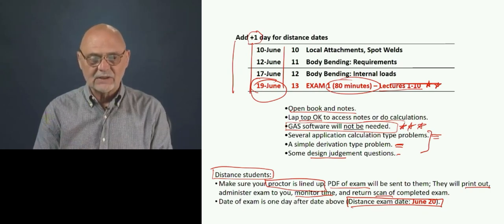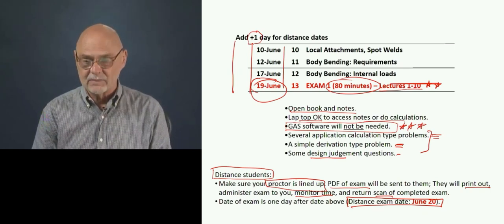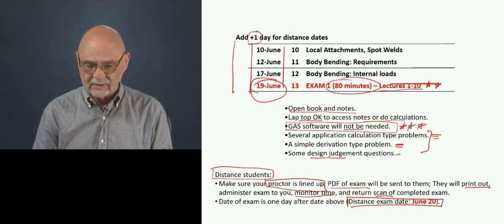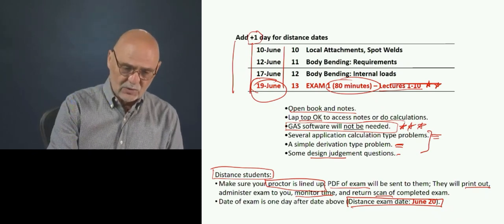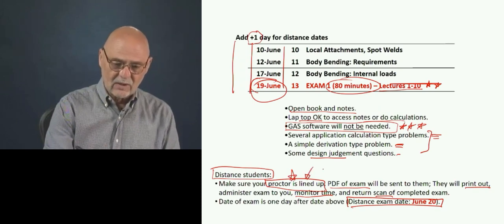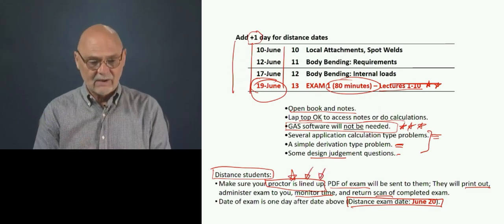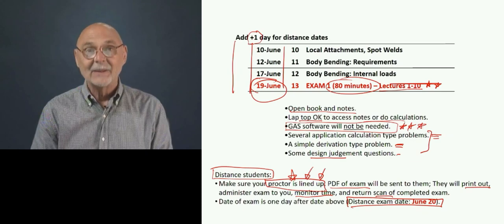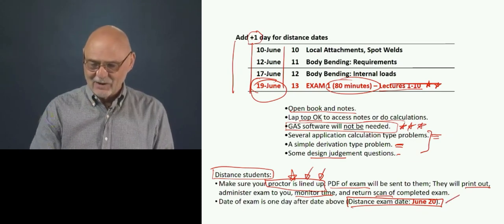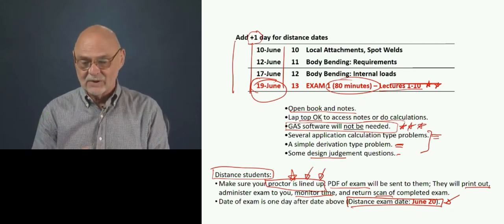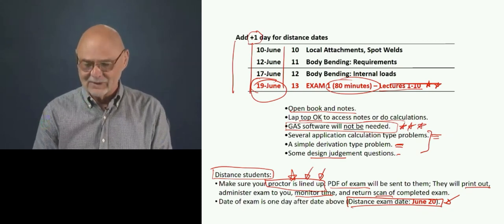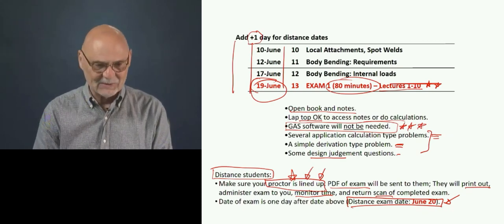If you have any questions on this, please email me, and we'll try to get them straightened out. But for now, we still have a few weeks, so this would be the main action item here: just be very confident that your proctor is lined up, and your proctor will be around on June 20th and probably the day before and after, and that they won't be going on vacation when this all occurs.